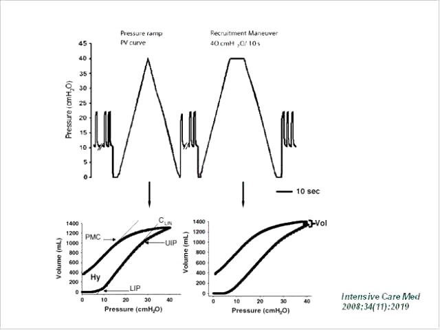The presence of hysteresis, or the area between the inflation and the deflation limbs, indicates the potential for lung recruitment. Actual lung recruitment may be quantified by performing another quasi-static inflation with a 10-second inflation hold, which is the right PV curve, and measuring the increase in lung volume during this maneuver.